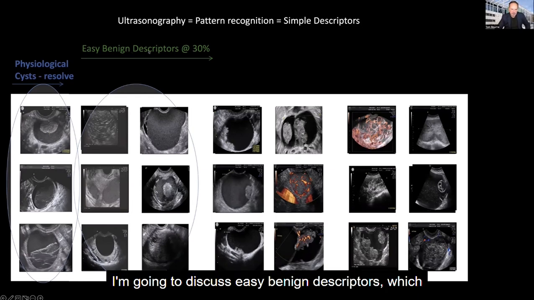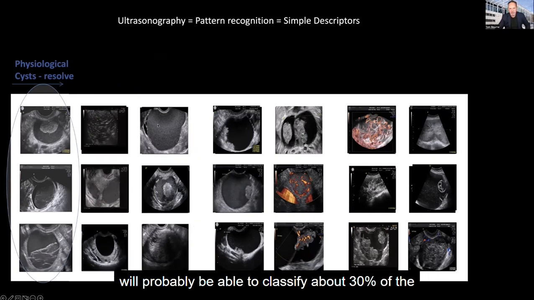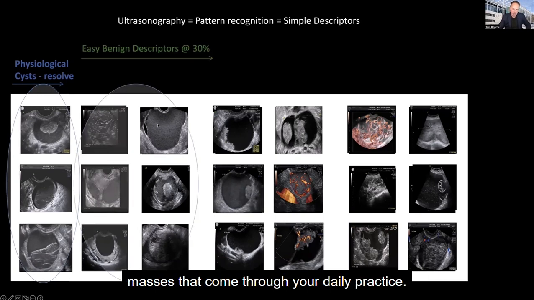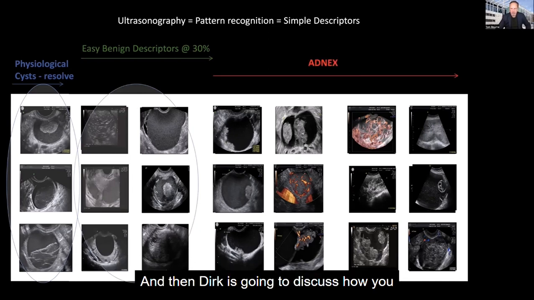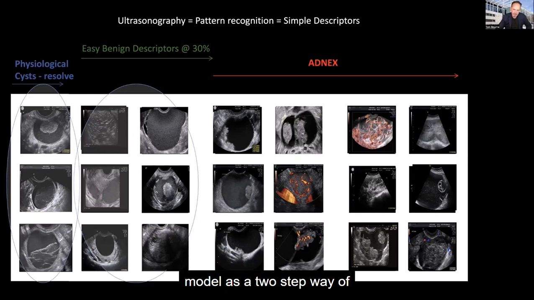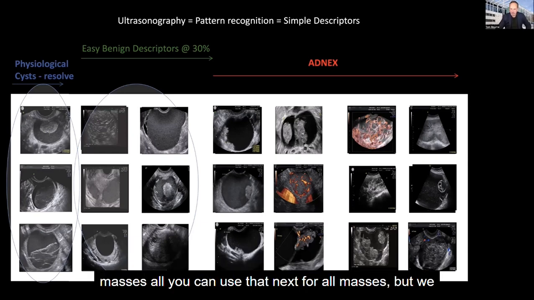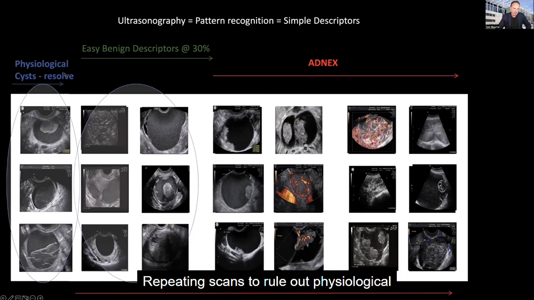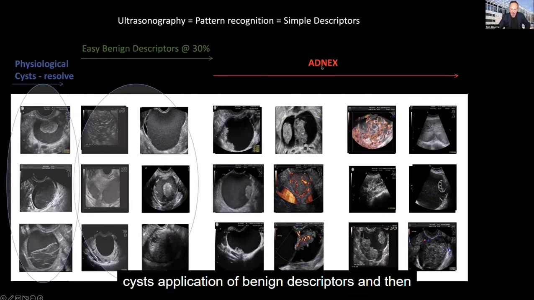So a number of cysts, particularly in young women, will be physiological. I'm going to discuss easy benign descriptors, which will probably be able to classify about 30% of the masses that come through your daily practice. And then Dirk is going to discuss how you might approach the rest of the masses where we can apply the IOTA adnex model as a two-step way of approaching the classification of ovarian masses, or you can use adnex for all masses. But we advocate repeating scans to rule out physiological cysts, application of benign descriptors, and then the use of adnex.